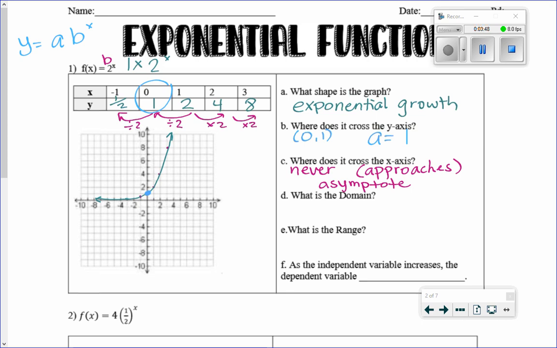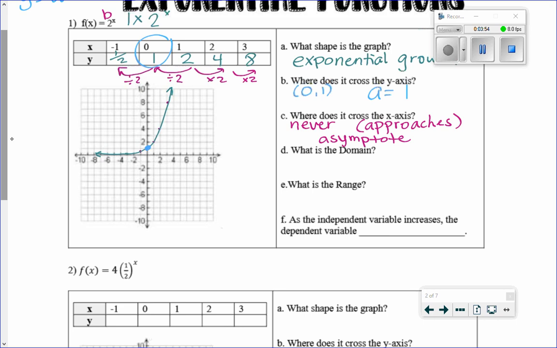What's the domain going to be? All real numbers. Absolutely, just like the warm-up. So there's a couple ways to write all real numbers. One way is to actually write that out: all real numbers.